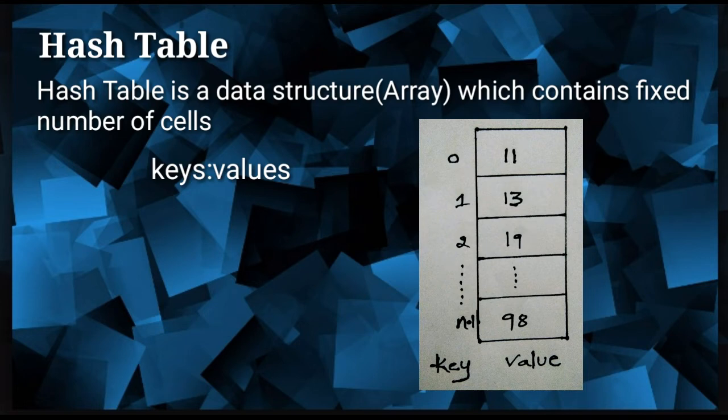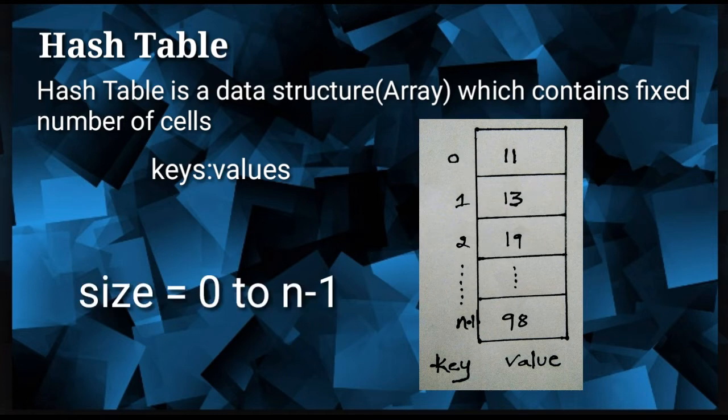As you can see on the screen, by using a hash table we can store some records or information or data. So this is called a hash table. And coming to size, the size of a hash table is 0 to n minus 1 if the array contains n elements. As you can understand from this screen, this is about the hash table.